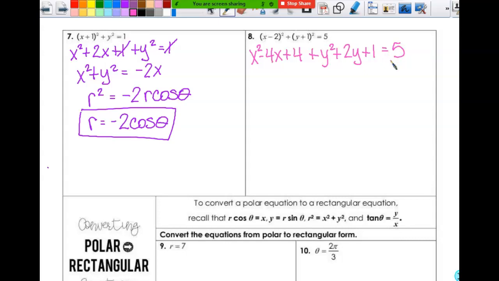So we all agree with that. x squared minus 4x plus 4 plus y squared plus 2y plus 1 equals 5. Awesome. Okay, so same kind of deal here. I have an x squared plus y squared, so I'm going to leave that alone on the left, and I'm going to move everything else over to the right. So if I subtract 1 and 4 from that 5, it zeroes out with that 5. So this will be a positive 4x minus 2y.